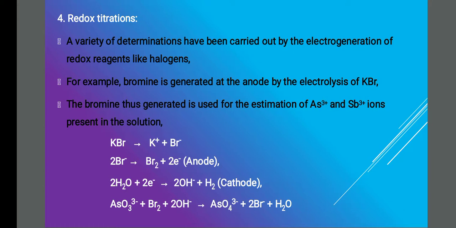Then the cerous ion will give you ceric ion plus electron, and this ceric ion will combine with Fe2+ to give you Fe3+ plus Ce3+. Is it okay? I'll repeat the redox titration once again. Here, bromine gas is generated at the anode by electrolysis of potassium bromide, and this bromine gas is used for the estimation of arsenic as well as antimony ions present in the solution.